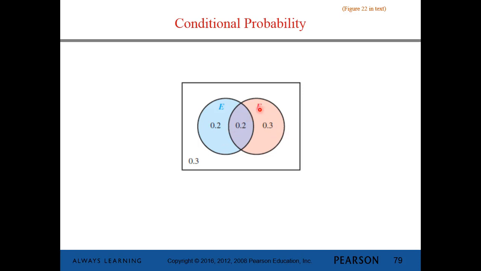What about the probability of F given E? Well, what's that? Okay, so here I want the probability of F given that E has already occurred. So now what happens to my sample space? Now I'm only interested in E. So now it's going to be the probability of E and F divided by the probability of E, which is 0.4. So the probability of F given E is 0.2 divided by 0.4, which is going to be 0.5. Okay? So the probability of E given F was 0.4. The probability of F given E was 0.5. Okay?